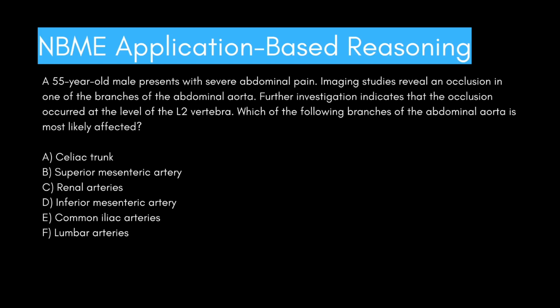A 55-year-old male presents with severe abdominal pain. Imaging studies reveal an occlusion in one of the branches of the abdominal aorta. Further investigation indicates that the occlusion occurred at the level of the L2 vertebra. Which of the following branches of the abdominal aorta is most likely affected?